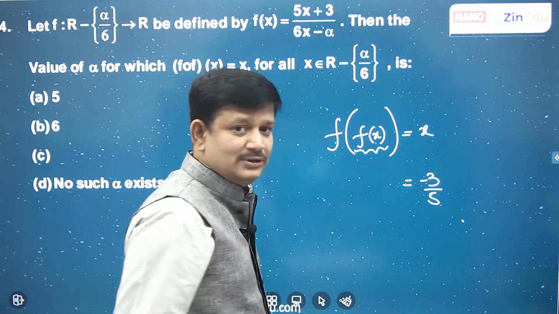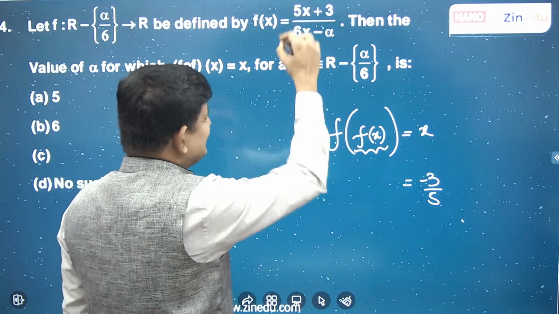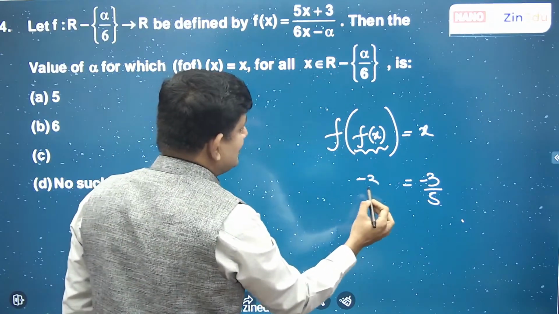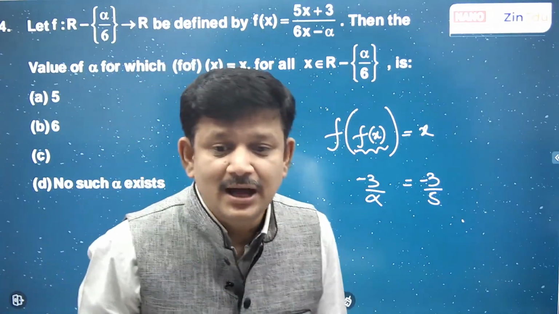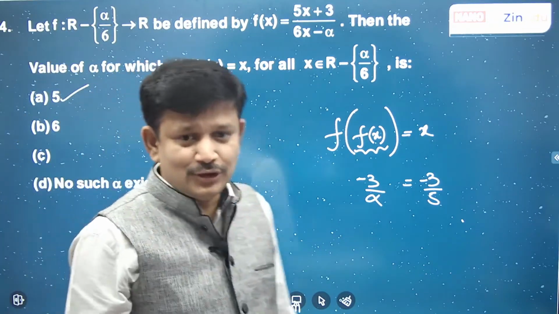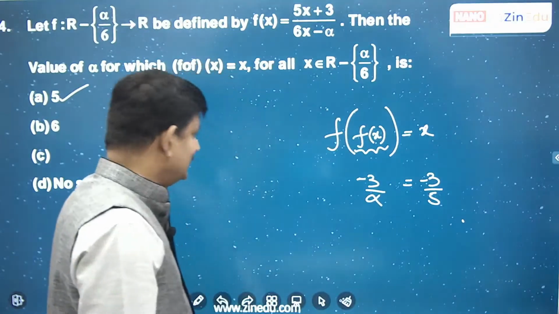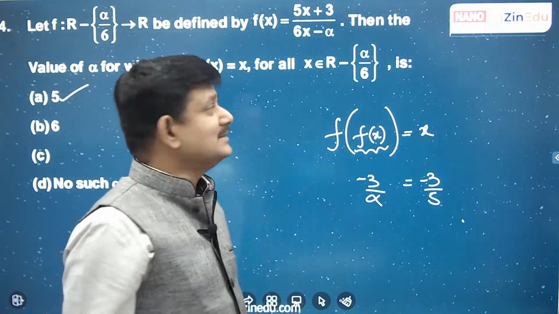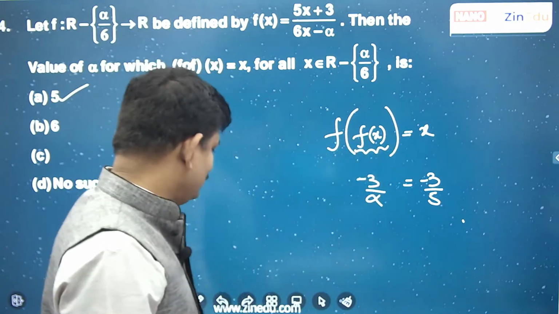Put x is equal to minus 3 by 5. f of minus 3 by 5 is how much? 0. f of 0 is what? Put x equal to 0, minus 3 by alpha. Minus 3 gets cancelled. Alpha is equal to 5. So, one liner, time saver, provided you understand how we have arrived at x equal to minus 3 by 5 substitutions. Very simple way of doing this.